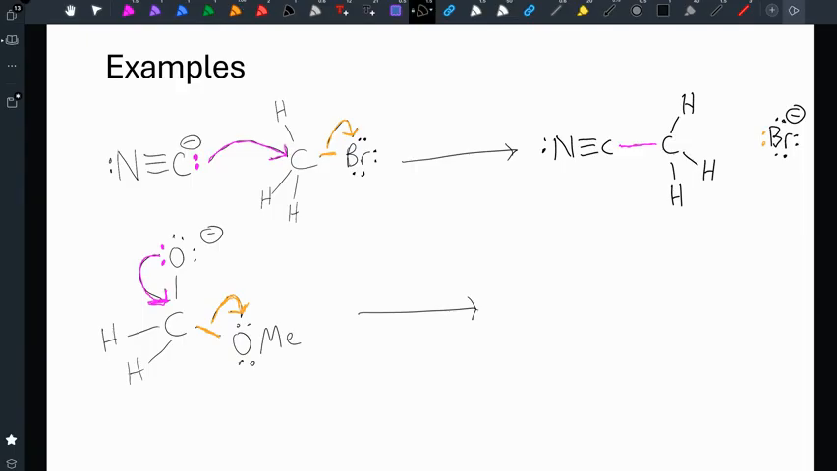In the second example, I still have carbon. It's still bonded to 2 hydrogens, but the OMe group has broken off. And now, instead of a single bond here, it's got a double bond. And my OMe group had 2 lone pairs. And now it's got 3. So it's got a negative formal charge.